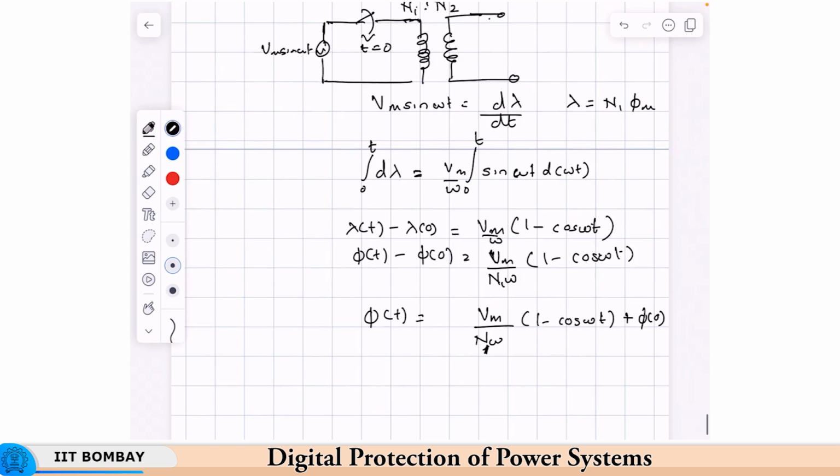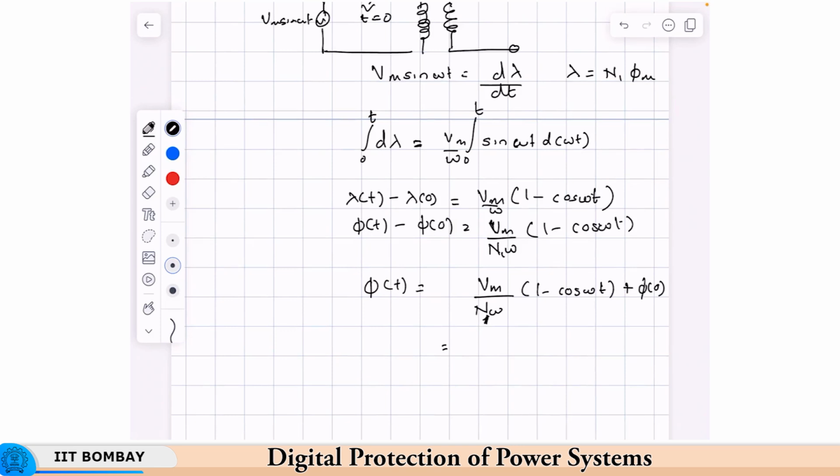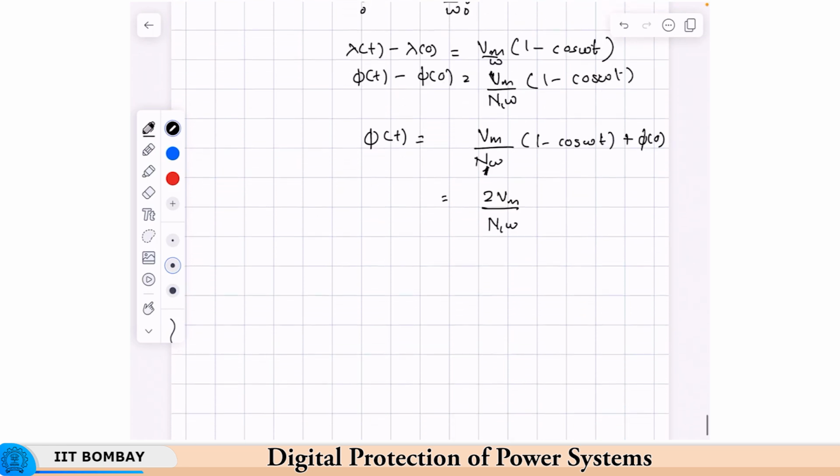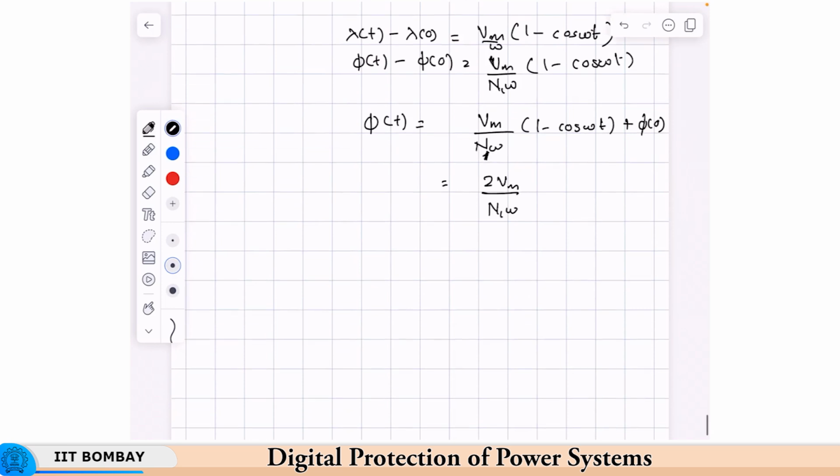Now, what would be the maximum value of this flux? Maximum value will occur if cos of omega t is minus 1. So, it will be 2 Vm by N1 omega. So, it can go to 2 times the value of the sinusoidal flux. Now, how does that happen? Say we are taking phi naught equal to 0, so there is no residual flux in the transformer. Say the transformer is energized at t is equal to 0.